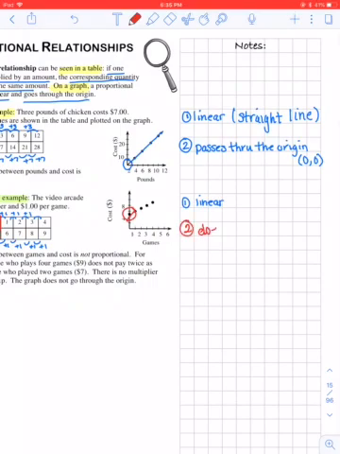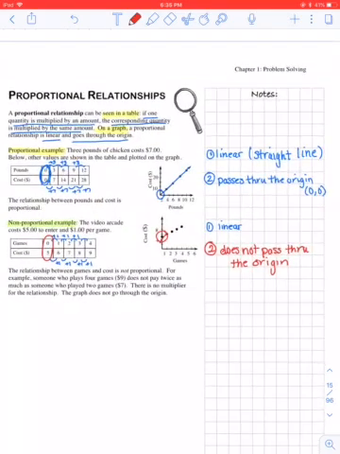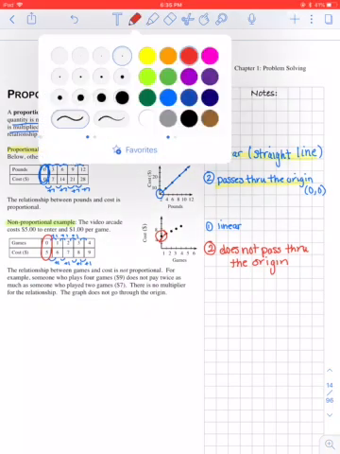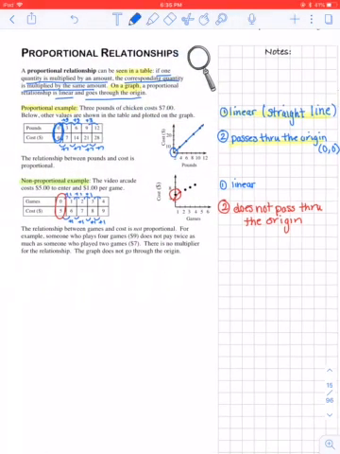Does not pass through the origin. If it had passed through the origin, this example would have been proportional. So those are the two criteria: that it passes through the origin and that it's a straight line, it's linear. Let's take a look at one more example of a proportional relationship and one more example of a non-proportional relationship.